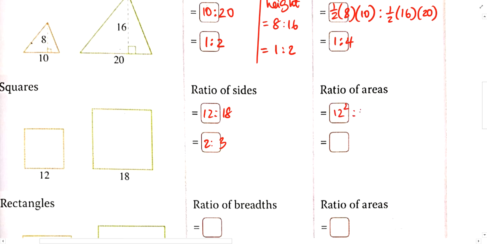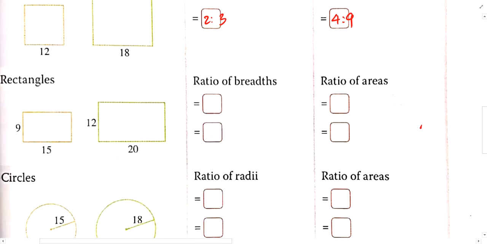12 square is to 18 square. Simplify it, we get, what do we have? 4 over 9. 4 is to 9. This is ratio, okay? Okay, let's try with the rectangle.